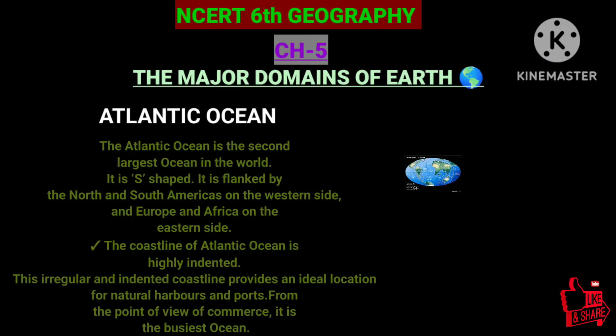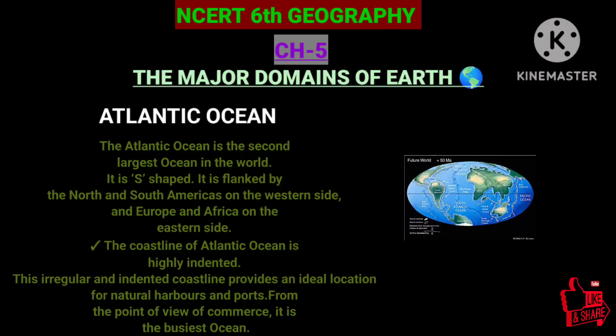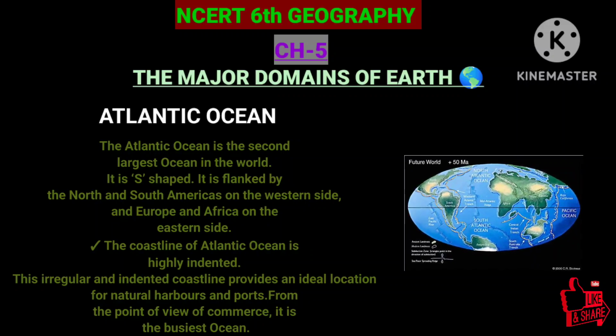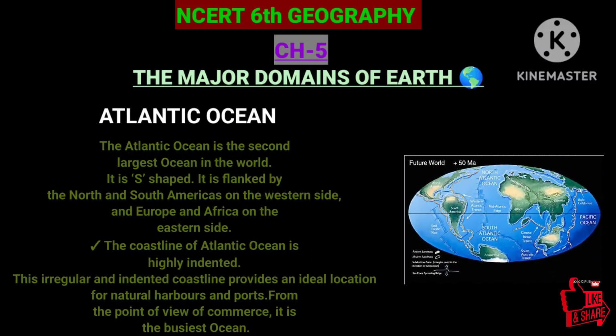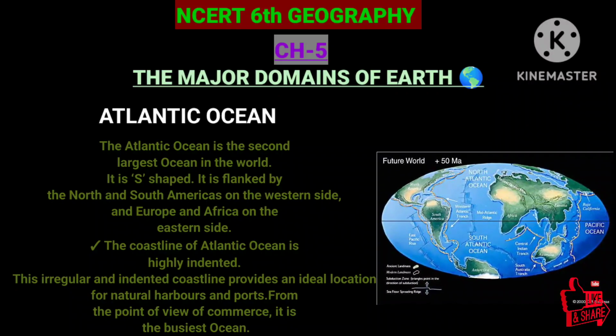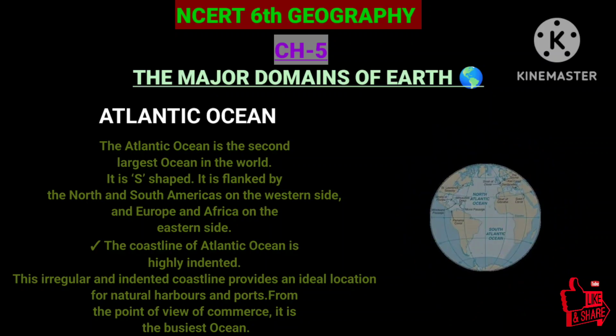The second ocean is the Atlantic Ocean. The Atlantic Ocean is the second largest ocean in the world. Its shape is S. It is flanked by North and South America on the western side and Europe and Africa on the eastern side. The coastline of the Atlantic Ocean is highly indented. This irregular and indented coastline provides an ideal location for natural harbors and ports. From the point of view of commerce, it is the busiest ocean.